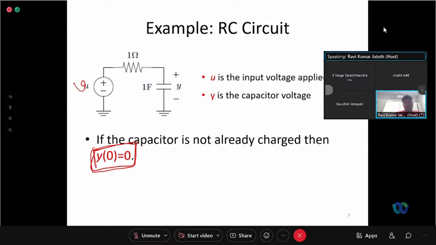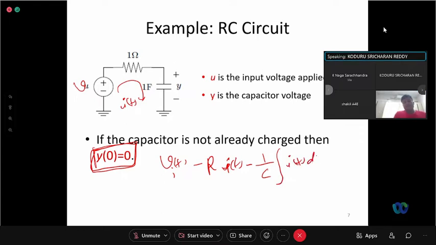when we mathematically model electrical systems, we use Kirchhoff's voltage law. So Vi of t minus R i of t, if you apply the voltage and it results in a current i of t in the circuit, minus 1 by C integral i of t dt is equal to 0.